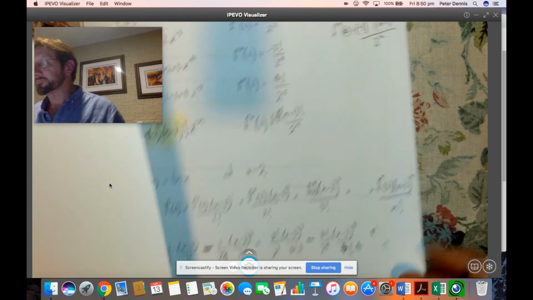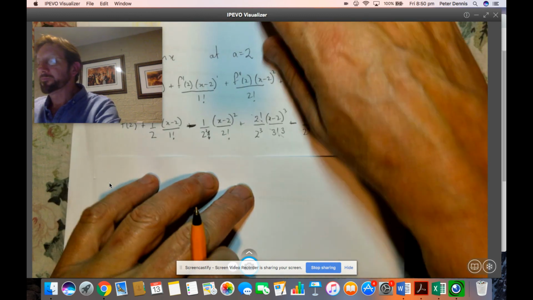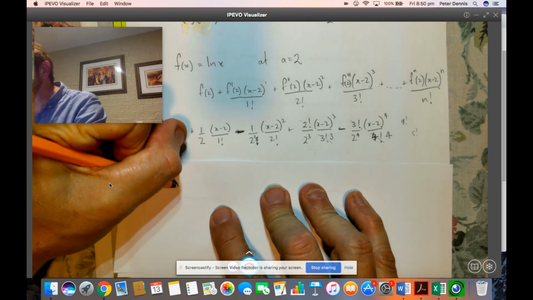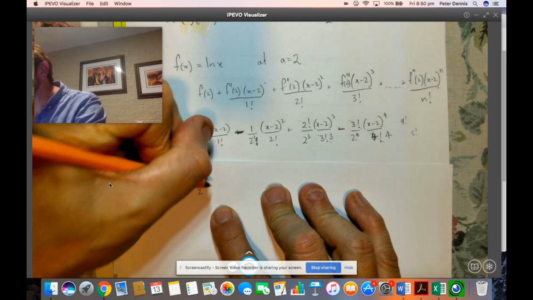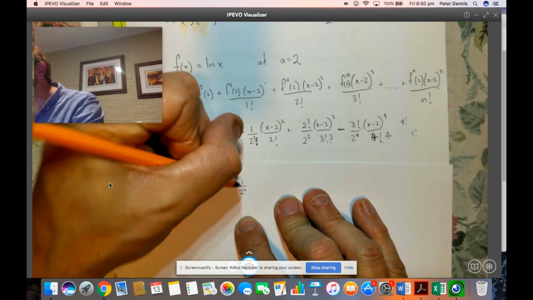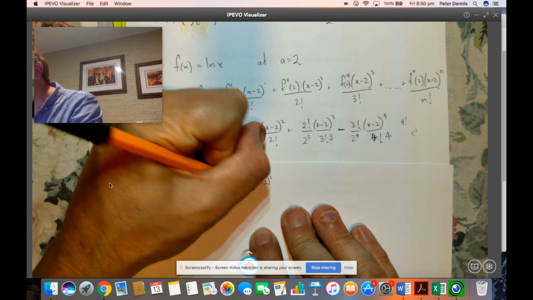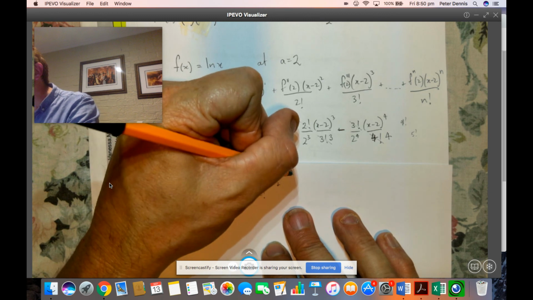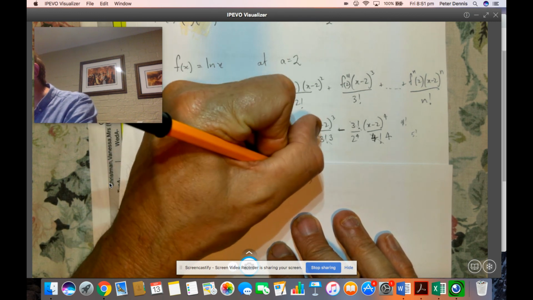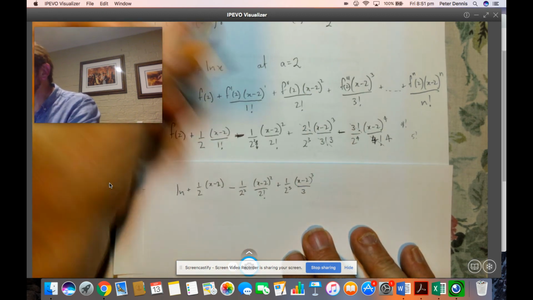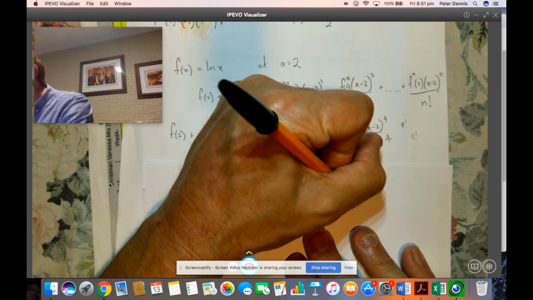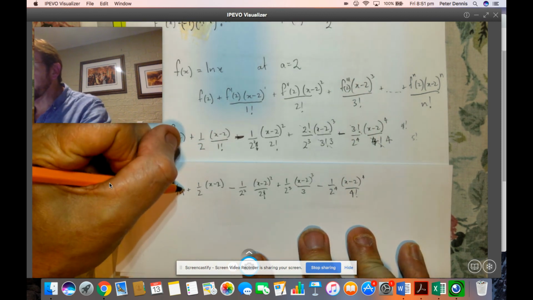our nth term is going to be f of 2. f of 2 was log 2, plus a half times x minus 2, minus 1 over 2 squared times x minus 2 squared over 2 factorial, plus 1 over 2 cubed times x minus 2 cubed over 3, minus 1 over 2 to the power of 4 times x minus 2 to the power of 4 over 4. And we could keep going like that until we see a pattern. That should be log 2, obviously.